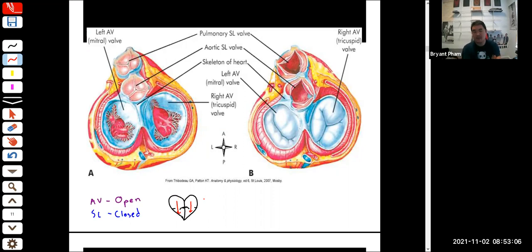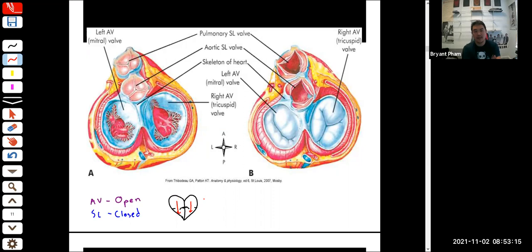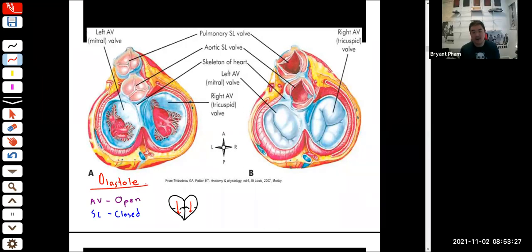Do you want to fill your ventricles while they are relaxing or contracting? Relaxing. Therefore, which stage of the cardiac cycle are we in? Diastole or systole? Diastole. Perfect. So during diastole, your AV valves have to be open. Your semilunar valves have to be closed.